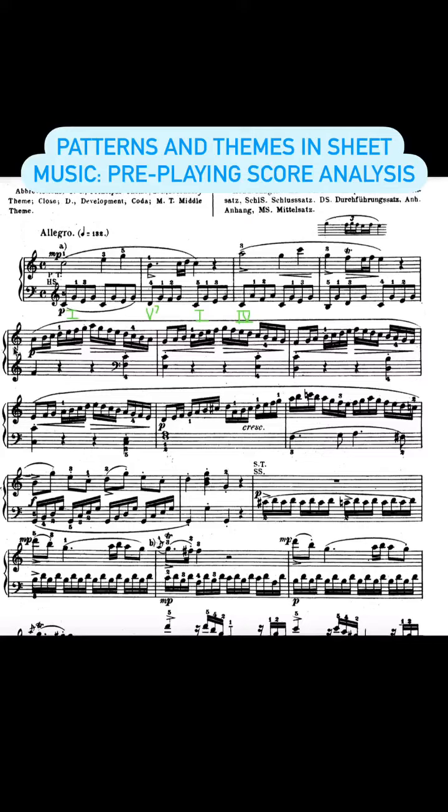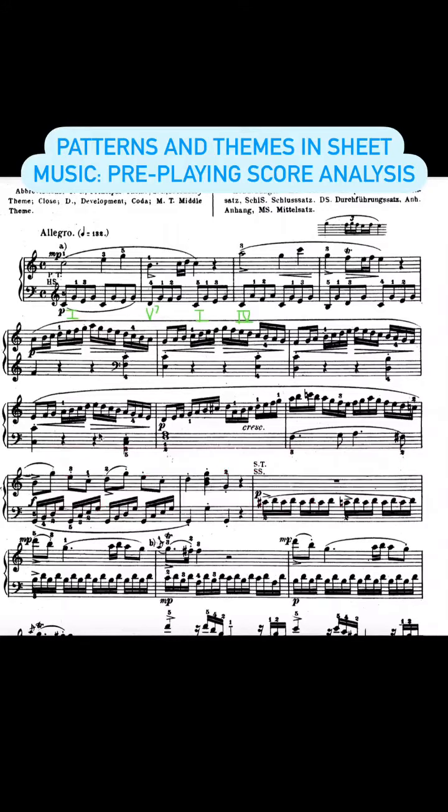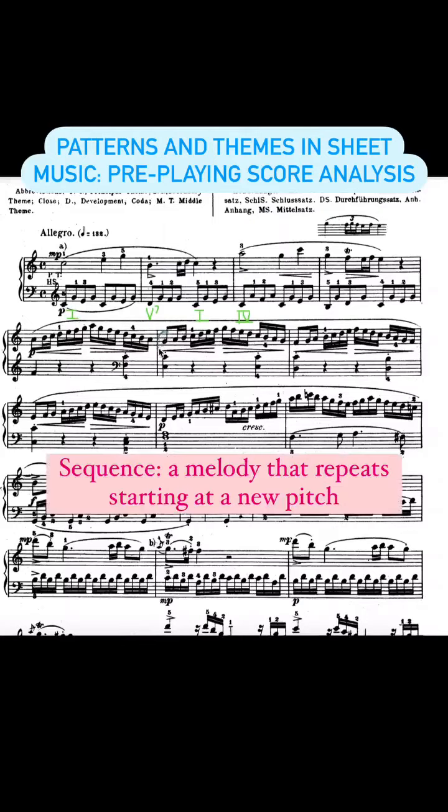Now, moving on to the second line, if we take a look at the right hand part now, we can see that we're starting to get into these scale passages. And if you look at measures 5, 6, 7, and 8, what you'll notice is that it's basically the same melodic or scale pattern, but repeating starting from a different pitch in each bar here. This is called a sequence in music.